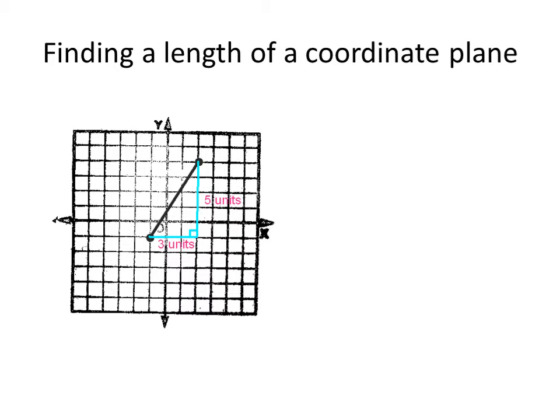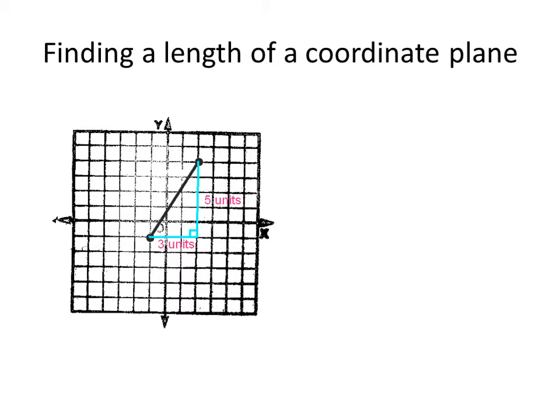So we can find the length on a coordinate plane. So if we're trying to find the length of this black line on here, from -1, up to 2, 4, we're going to do that by making it into a right triangle. So we're going to drop a side down and we're going to draw a side across. And then we count those lengths. So the length across our bottom is 3 units and the length up our side is 5 units.